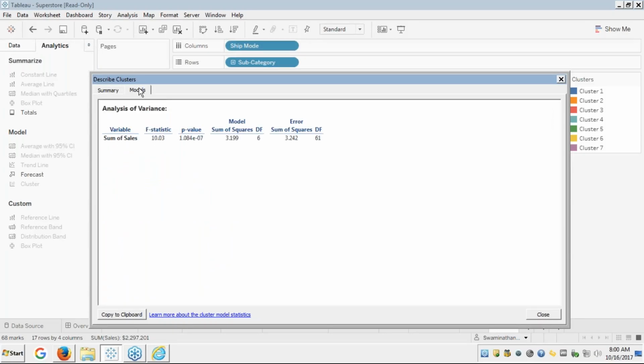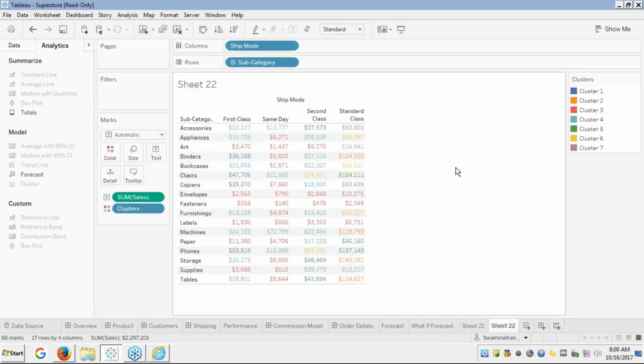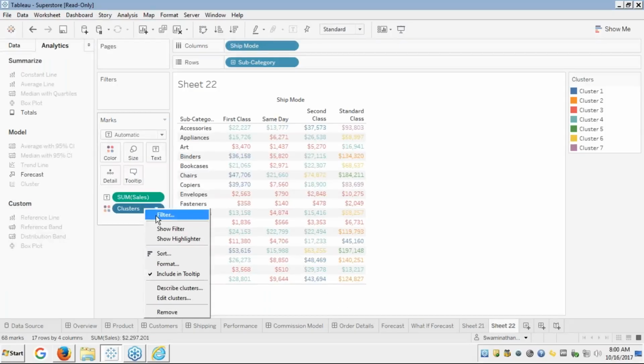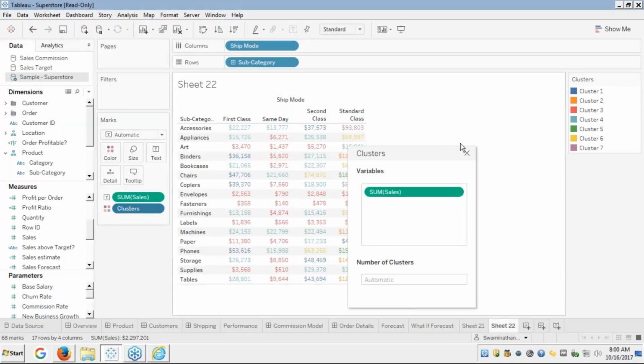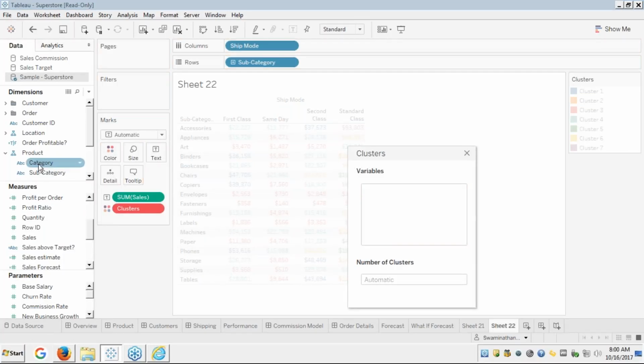So there are various models, this is the model that we have. We have this F statistic, the p value, the r squared value, and these things it takes, and it basically computes the model. So clusters currently are being created based on sales trends. I can just right click here and click on edit clusters, and here I can choose the variables I need to. So instead of sum of sales, I don't want my sum of sales, and you just group it based on my subcategory.